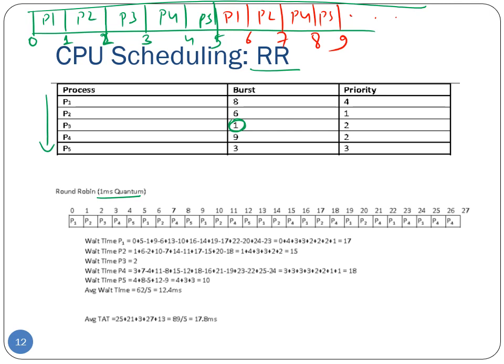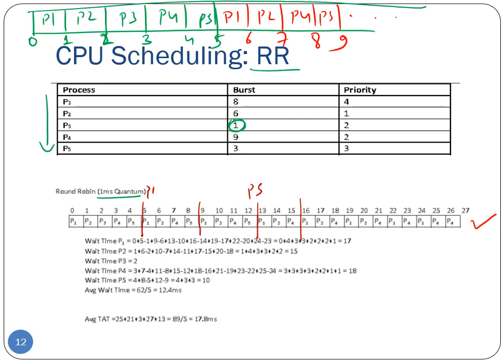So the complete Gantt chart is shown over here. The first window finishes over here. P1 finishes in this window. The next window finishes here. This is the second window. The third window finishes here. After this window, P5 will finish. Now you see only 3 processes are scheduled: P1, P2, P4, P1, P2, P4.